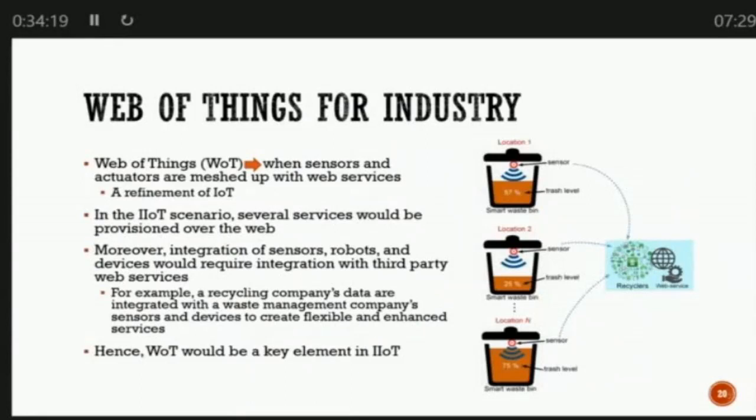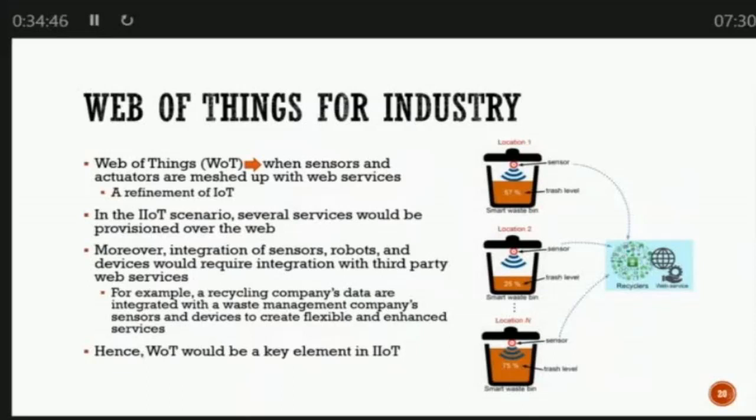Who is receiving the data from those waste bins? The waste management company. In some countries, it's a private company. In other countries, it's a municipality. So the municipality is receiving the data from all those different bins. Now we have another entity here. They are recyclers. The recyclers want to know what type of waste is coming up in this month or in this week, and in what quantity. For example, how much plastic, how much paper, how much aluminum, etc.